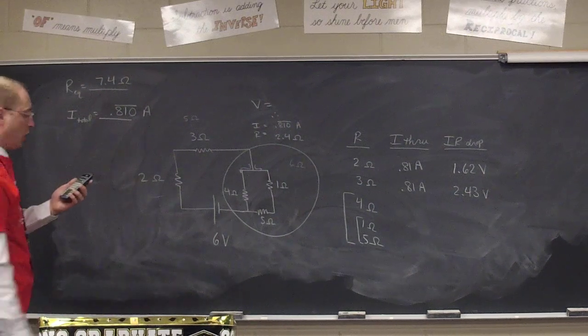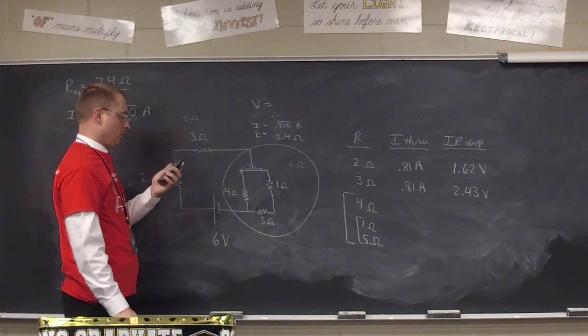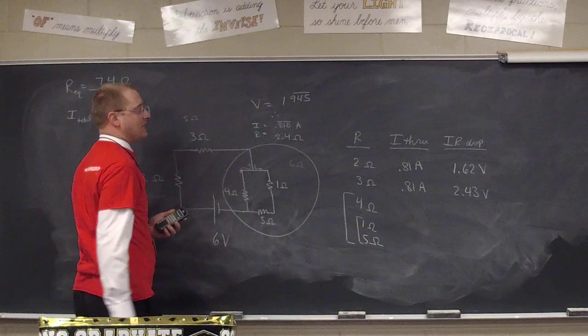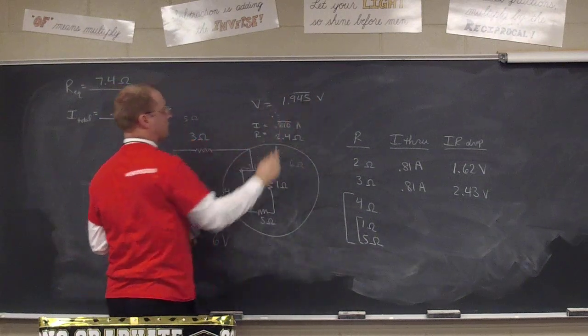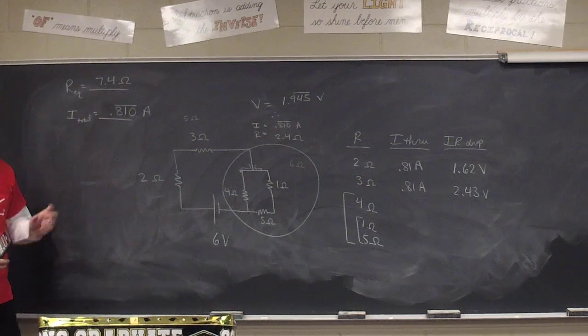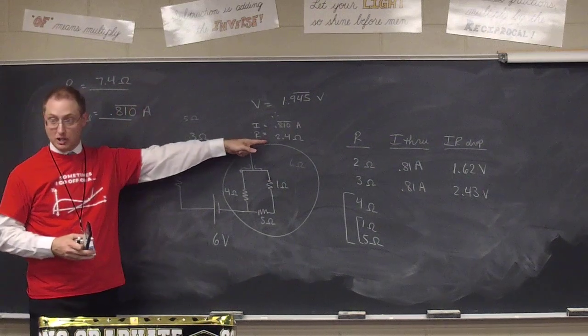How much current does the whole thing use? 1.945 with the 945 repeating volts. I'm going to go ahead and store that in memory too, just in case I need it. Does that make sense? You know the resistance of the whole thing. We had to find it to get equivalent resistance.